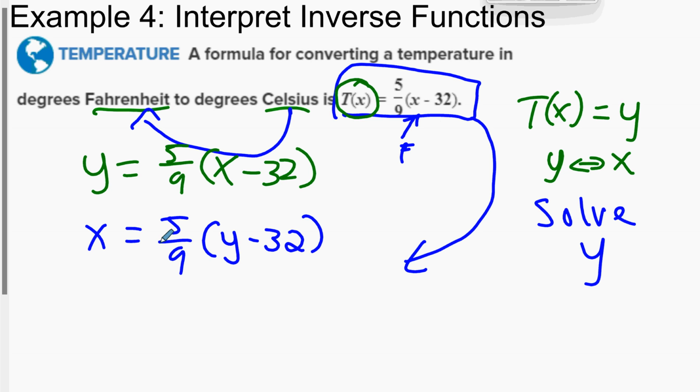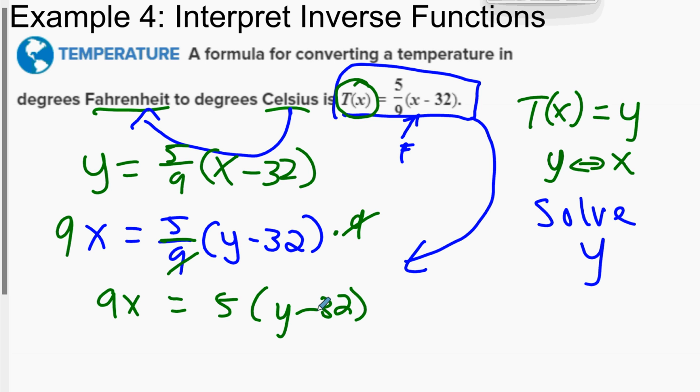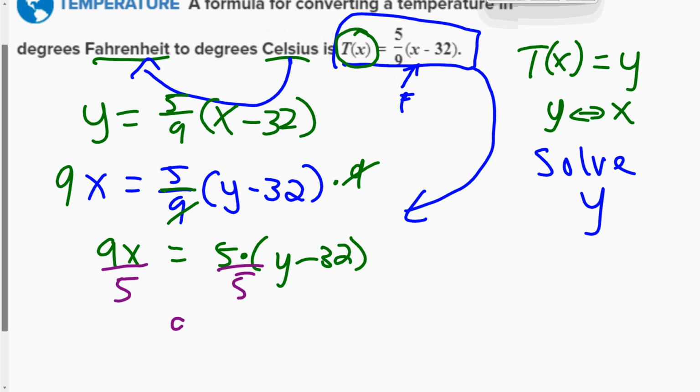So I'm going to go ahead and first, I got to go backwards. So I got to multiply. This is dividing by 9, so I need to multiply by 9 because then these cancel. And I got to multiply this side by 9. So that's gone. So I got 9x equals 5 times the quantity y minus 32. And then I got to get rid of multiplying by 5 by dividing by 5. And so I get 9/5 x equals y minus 32.